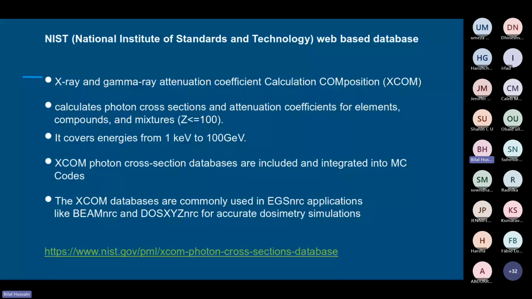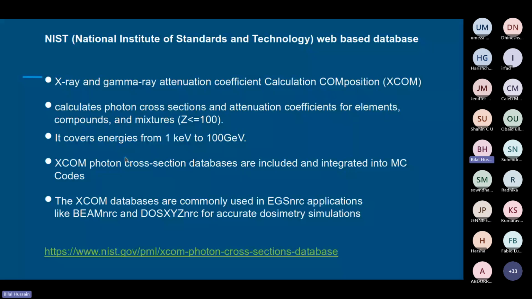It calculates photon cross sections and attenuation coefficients for elements, compounds, and mixtures. Atomic number 1 to 100 material is already available, from which you can calculate for any mixtures also. It covers energies from 1 keV to 100 GeV. The XCOM photon cross-section data is already integrated into many Monte Carlo codes available, like EGSnrc, Geant, and many others.